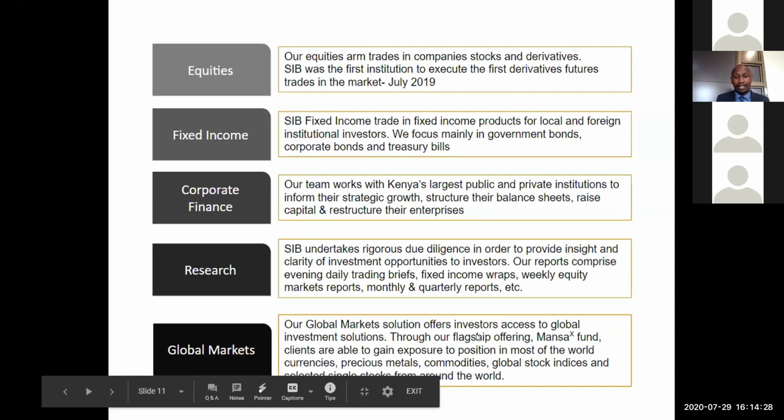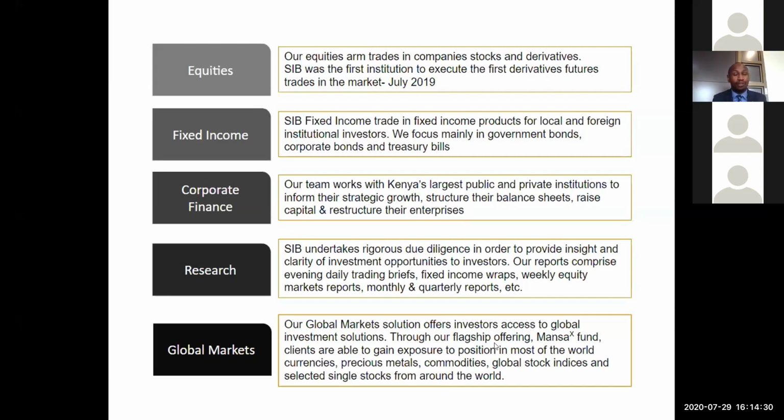Most of the world currencies, precious metals. We have exposure to over 100 currency pairs that we mainly are trading. Precious metals, gold, silver, and palladium. Commodities, global stock indices, and carefully selected single stocks. For example, Zoom, Tesla, and all those other businesses that are supporting other businesses and the way of life during COVID-19.